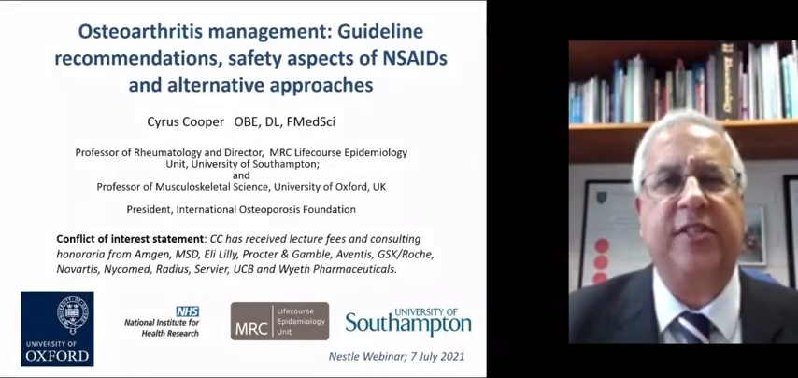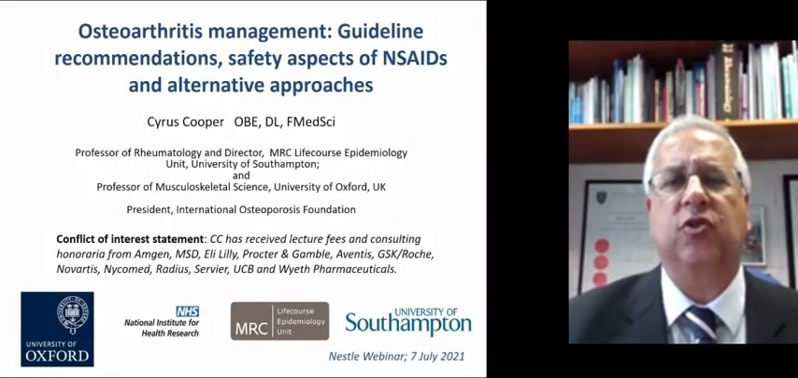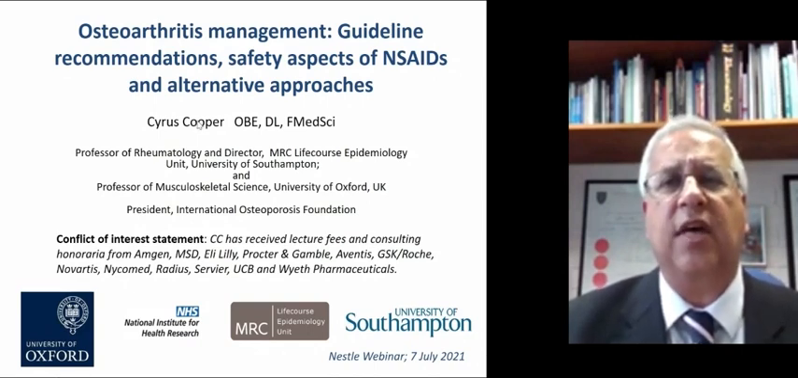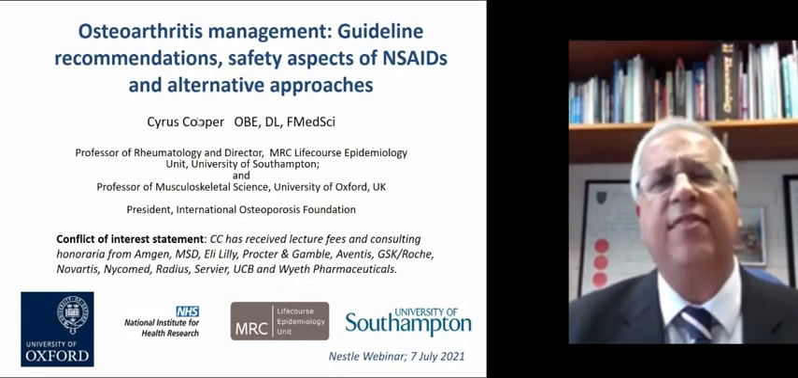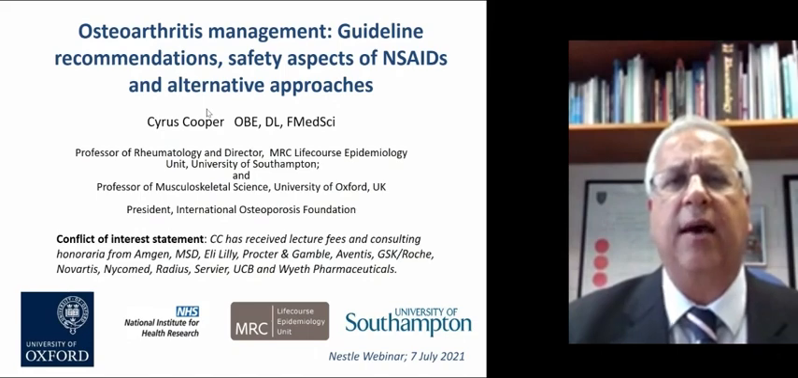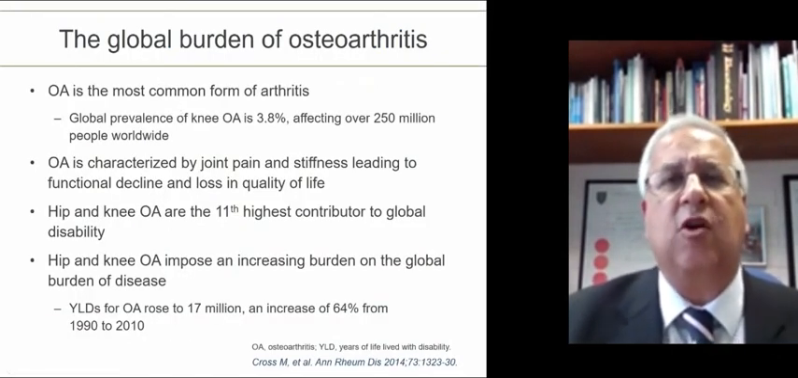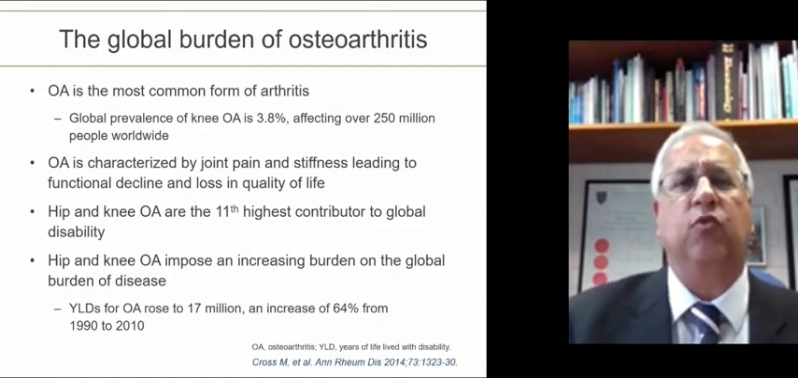So in the second presentation, we're going to look at the management part of the story, the available guidelines, some of the recent data on safety, particularly as they affect paracetamol and the non-steroidal anti-inflammatories, and then move to alternative approaches, including enzymatic therapy.